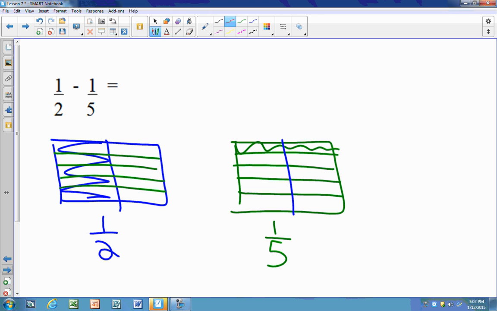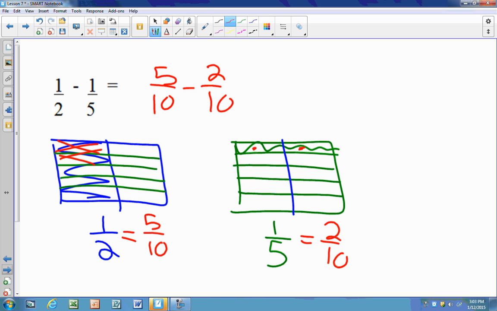And now we notice over here that I have 5/10 and I have 2/10. And I have 1, 2, so I cross off 1, 2, and I have my 5/10 minus my 2/10, and I notice that I have 3/10 left. And that is how I subtract with unlike denominators with pictures.